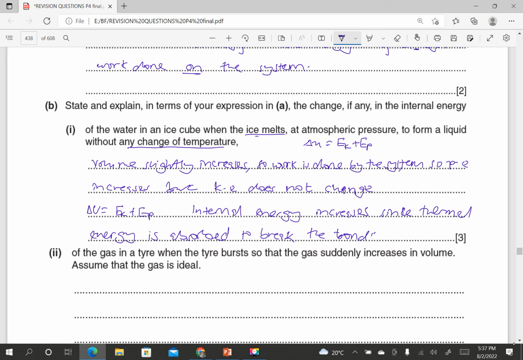To break the bonds between molecules. So this thermal energy is the latent heat of fusion. Okay, so let's proceed.